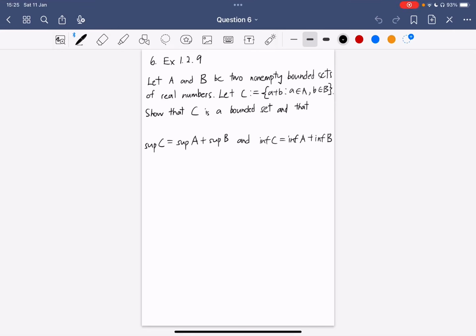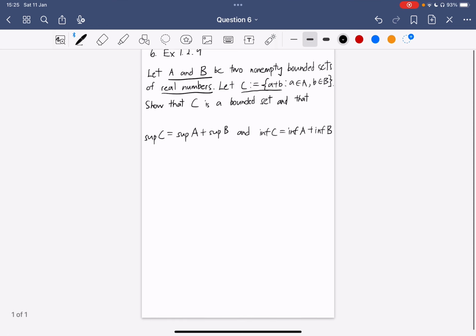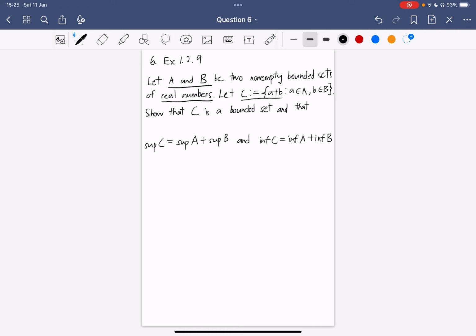This is question 6 of assignment 2. The question gives us two sets, A and B, that are non-empty and bounded, and they're made up of real numbers. Then it gives us a definition of a set C that is the sum of elements of A and B. It wants us to show that C is a bounded set, and the second part is that the supremum of C is equal to sup A plus sup B, and the infimum of C is equal to inf A plus inf B. So let's start with proving the first part.